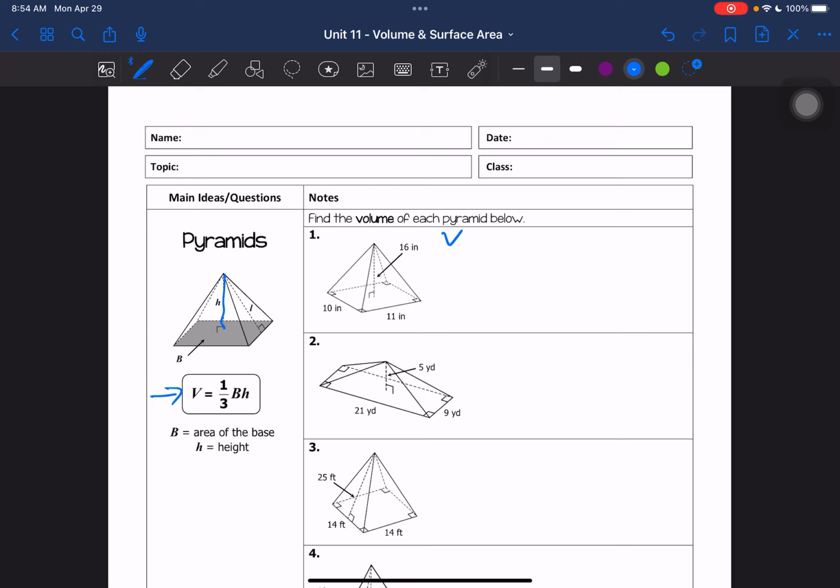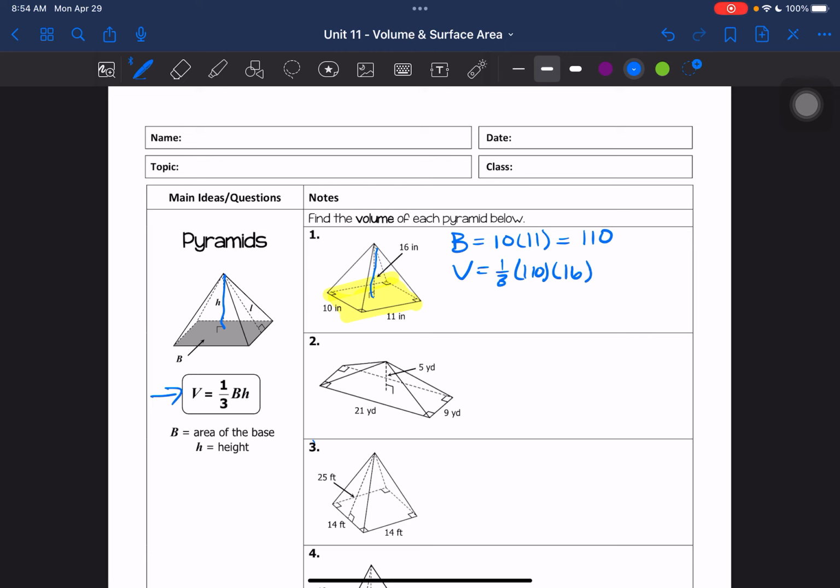We can actually start by finding capital B, which is our area of the base. Because our base is a rectangle, a 10 by 11 rectangle, I just want to start by finding the area of that shape first. So to find the area of a rectangle, you just do length times width, so 10 times 11, which would be 110. Then I would plug that in to the formula for volume. So 1/3 times 110 times the height of the pyramid, which is this length, the 16.